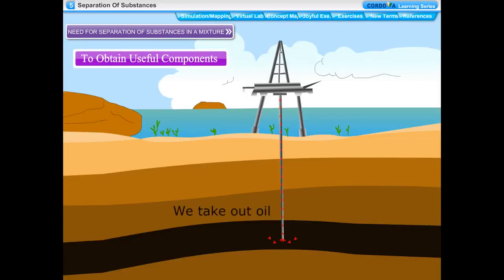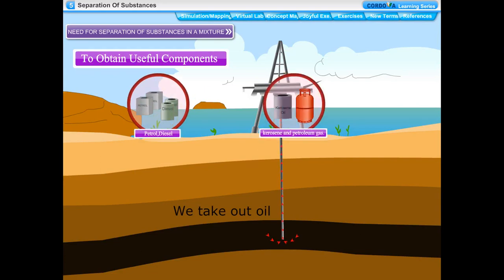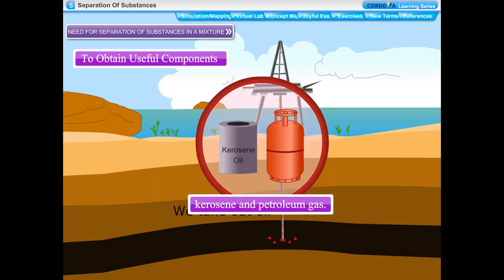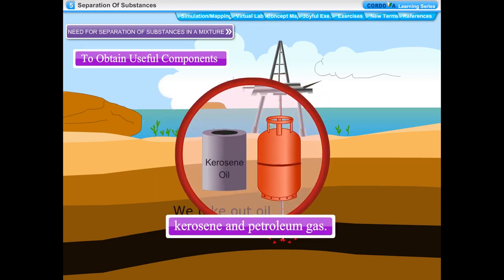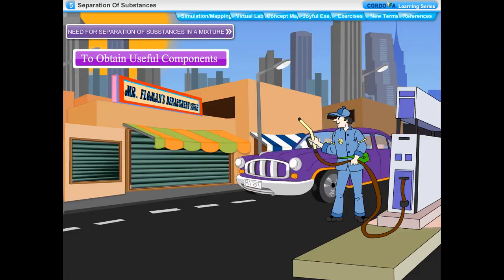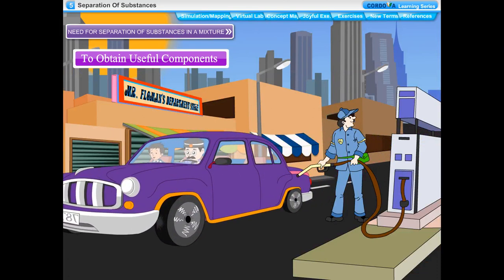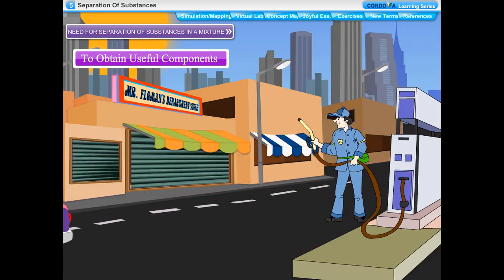To obtain useful components. Crude petroleum is a mixture of various components such as petrol, diesel, kerosene, and petroleum gas. We separate the petroleum mixture to obtain these useful components. Kerosene is used as a household fuel, whereas petrol and diesel are used as fuels in vehicles.